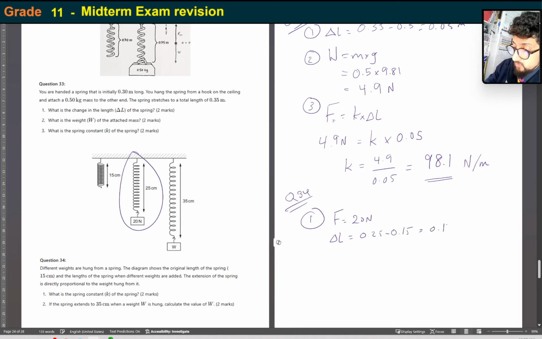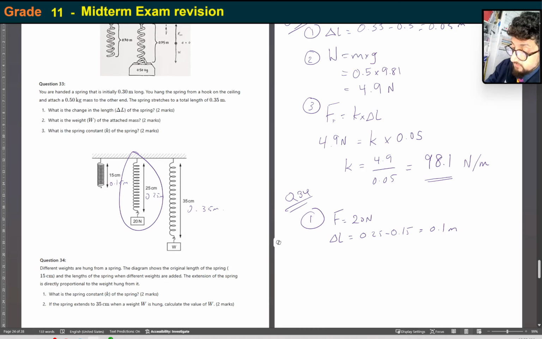is 0.1 meters. Because remember, the length has to be in meters, so that's why I'm converting 25 centimeters to 0.25 meters. Okay, and 15 centimeters, 0.15 meters, and 35 centimeters, 0.35 meters. How did I convert from centimeters to meters? All I have to do is go 35 divided by 100, and that will give me the answer in meters.